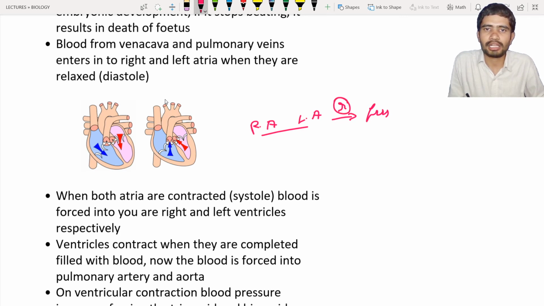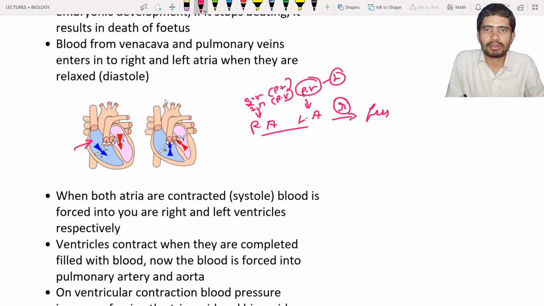When the right atrium and also left atrium are relaxing, what happens? The blood will be filled. From where will the blood be filled? In the case of the right atrium, blood will be filled from the superior vena cava and also the inferior vena cava. They are also known as pre-caval veins and post-caval veins. So it is going to fill when it is relaxed. And in the same way, the left atrium is going to fill with blood from which blood vessels? It is going to fill with blood from the pulmonary veins. The pulmonary veins will bring oxygenated blood from the lungs.